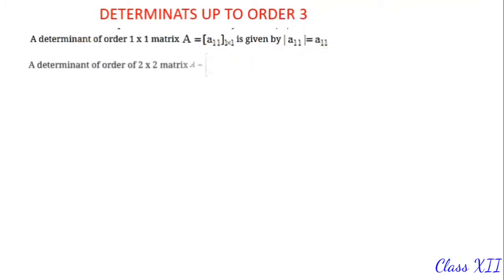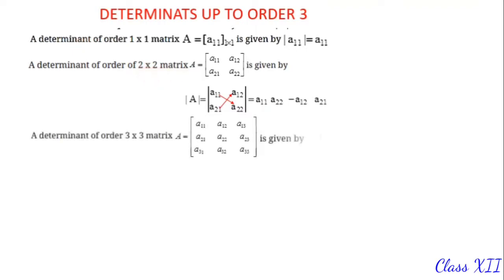Next, in the case of a 2 by 2 matrix A equal to a11, a12, a21, a22, as we have discussed in the previous case, determinant A is obtained by multiplying the diagonal elements and subtracting. That is a11 into a22 minus a12 into a21. That is the value of the determinant of a 2 by 2 matrix.